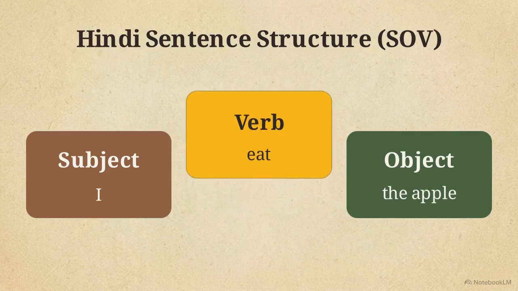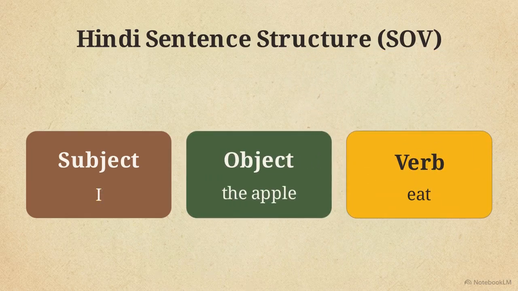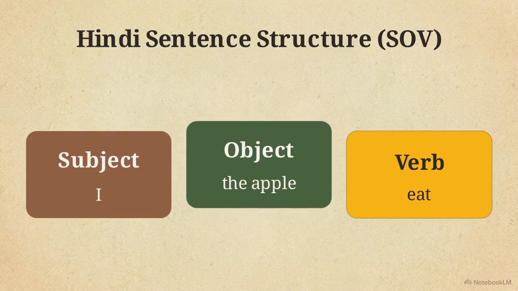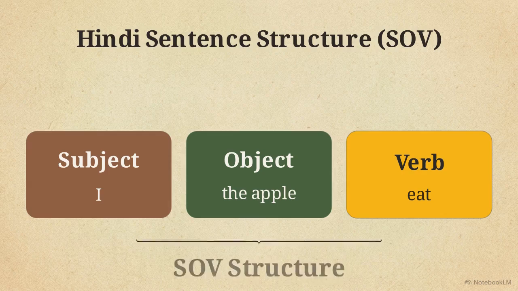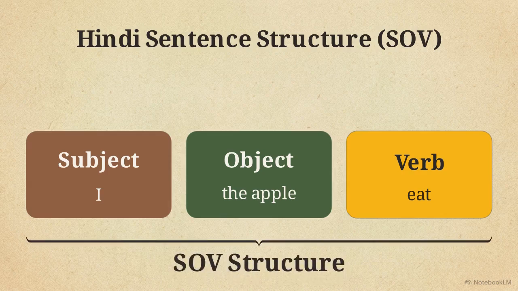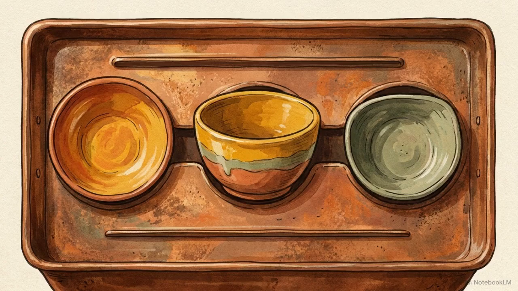But Hindi follows a different rule. In a Hindi sentence, that action block moves to the very end. The new sequence becomes I, the apple, eat. The subject starts the sentence, the object takes the middle, and the verb finishes the thought. Placing the action at the end is a major shift in perspective. Mastering this subject-object-verb order provides the structural foundation you need to begin forming clear thoughts in Hindi.